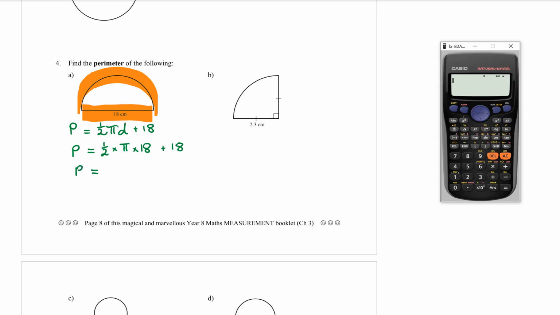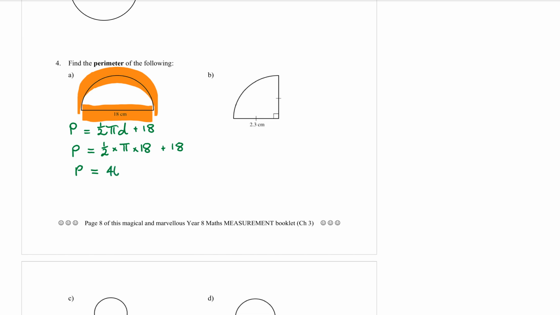So I have a half, so we can type in 1 over 2, or you could just go 0.5 if you're trying to save yourself some time. Half times pi times 18 plus the straight side 18, and we're going to stick to 2 decimal places here, 46.27 centimeters. And that's done. All right, let's try part B.